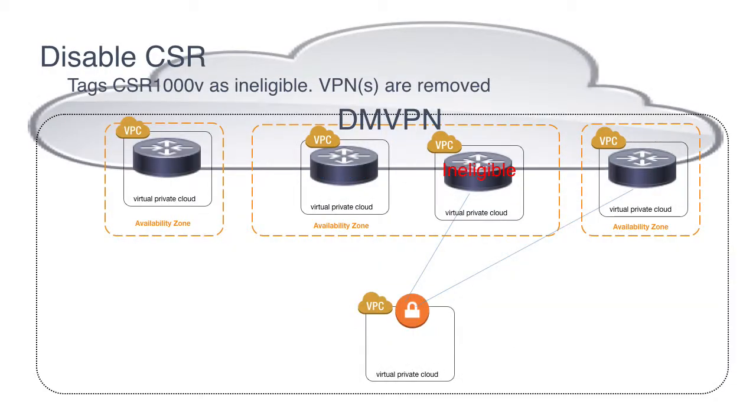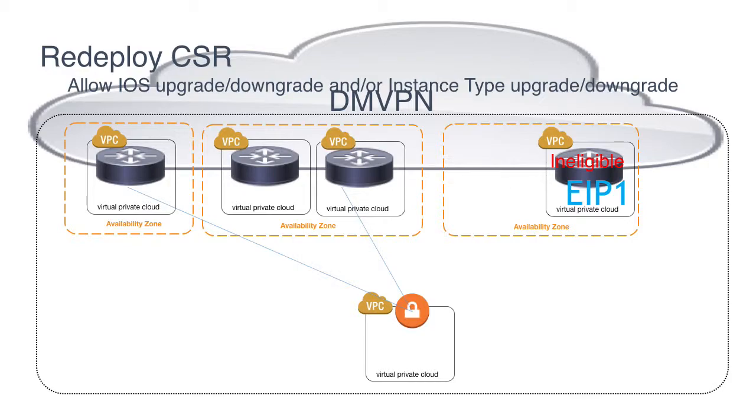So disable CSR is what flips that tag to say, hey, look, a router is ineligible. Here's an example. There's a VPN to a router. It was just marked ineligible, and now the Polar moves the VPN. Once I mark a router ineligible, it's available in the redeploy menu for redeployment.